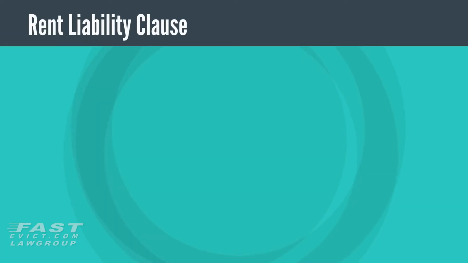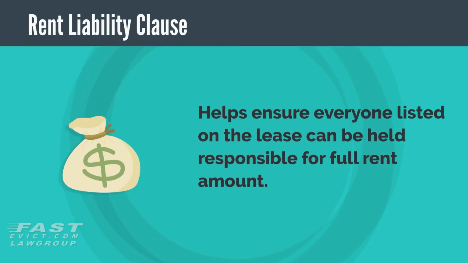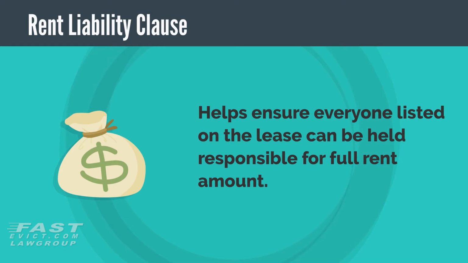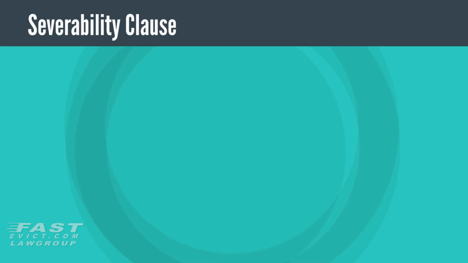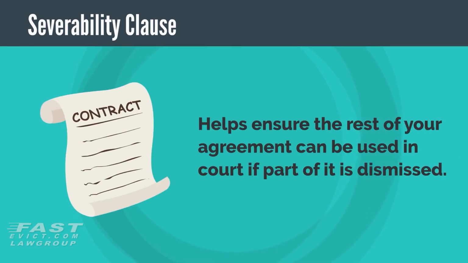Rent liability clause. Having a rent liability clause on your lease can help ensure that any tenant listed on the lease is held responsible for the full amount of the rent, even if they have roommates. If one of the roommates refuses to pay rent, you can hold other roommates accountable for the full month's rent. Severability clause. This clause will help you in case part of your rental agreement ever becomes invalid in court. It will ensure the rest of your agreement will still hold up.